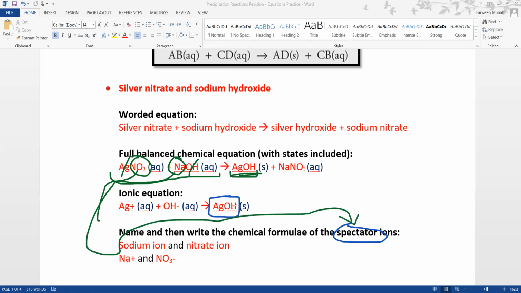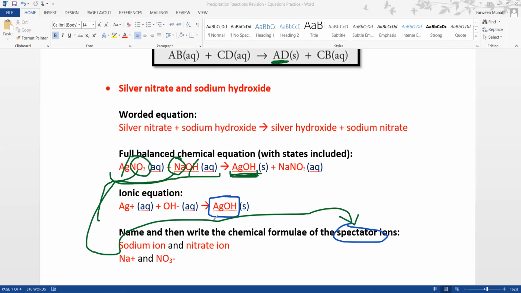Anything that's not directly involved in the formation of that precipitate. You know what the precipitate is? It's the only product with the (s) symbol next to it. It's the only product that was insoluble. Everything else was soluble, everything else dissolved. This precipitate was the insoluble substance that got left behind in the test tube or the beaker.